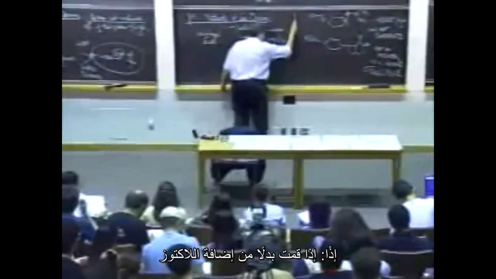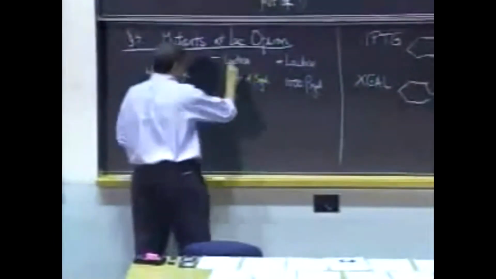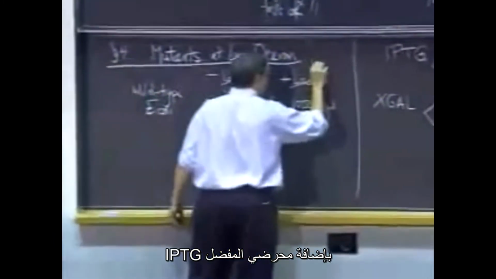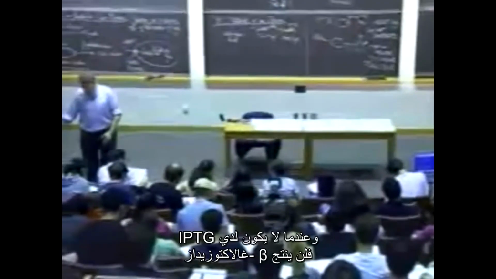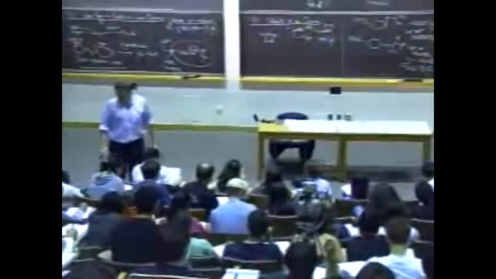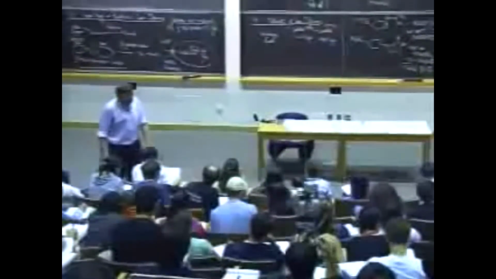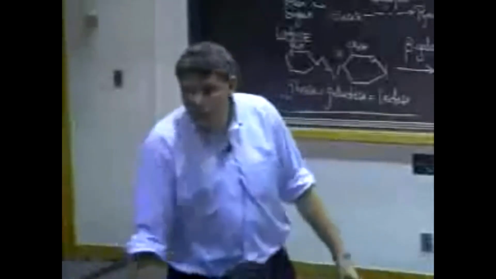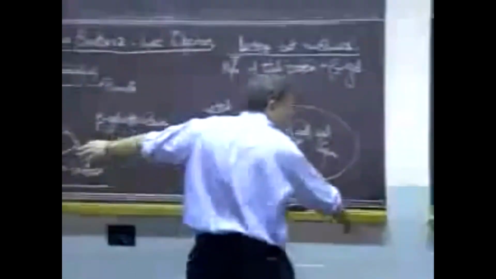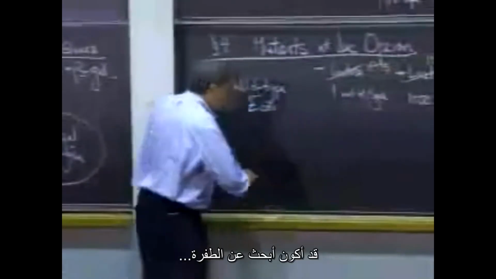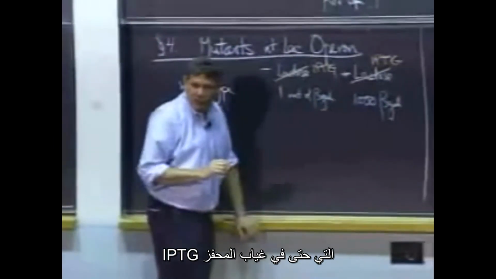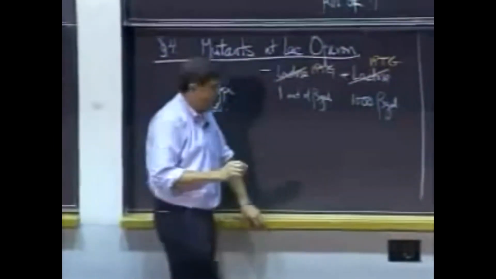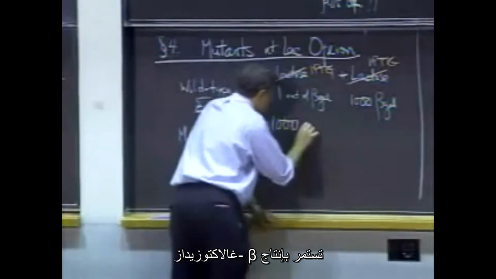So if, instead of adding lactose, I think about adding IPTG, my inducer, when I add IPTG, I'm going to get beta-gal produced. When I don't have IPTG, I won't produce beta-gal. But then I don't have any problem of this getting used up. So now, what kind of a mutant might I look for? I might look for a mutant that, even in the absence of the inducer, IPTG, still produces a lot of beta-gal.